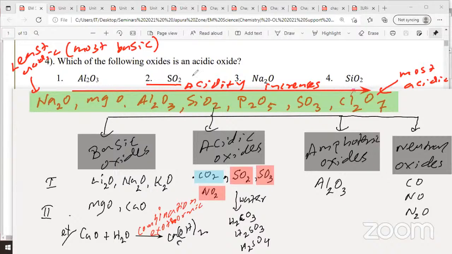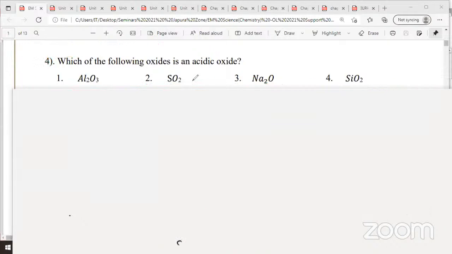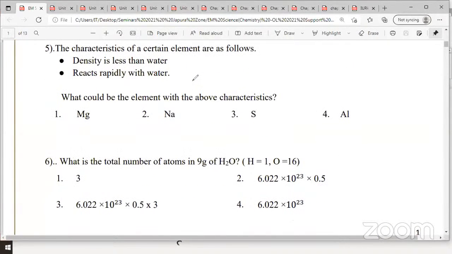Question number 5. I think you had enough. Anyone still copying down this? Shall I raise the screen? Please raise your hand if anyone of you is still copying down. Right. I gave a lot of information about all the oxides, everything you should know about oxides. Then question number 5.